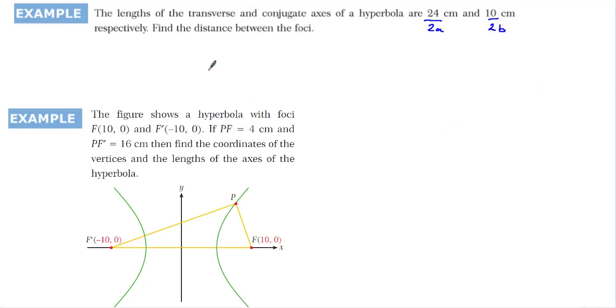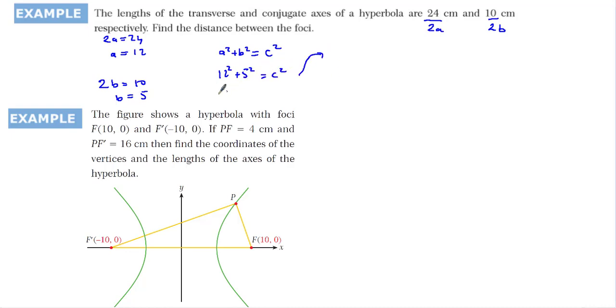So 2a is equal to 24, which means a is equal to 12, or 2b is equal to 10, so b is equal to 5. With respect to this one, a squared plus b squared, the general formula for the hyperbola, is equal to c squared, which is 12 squared plus 5 squared is equal to c squared.